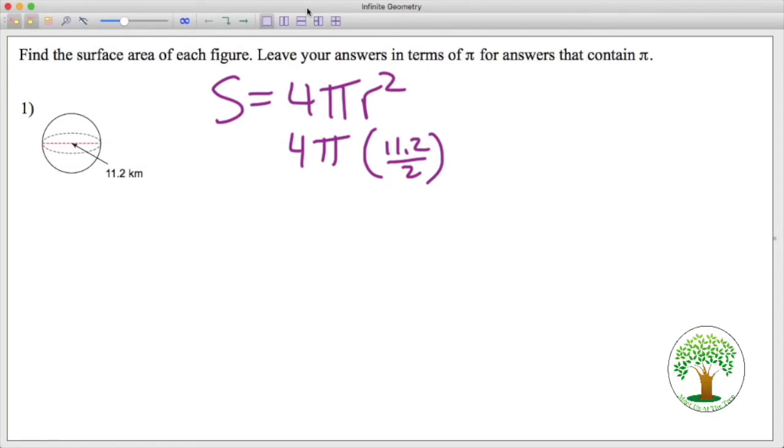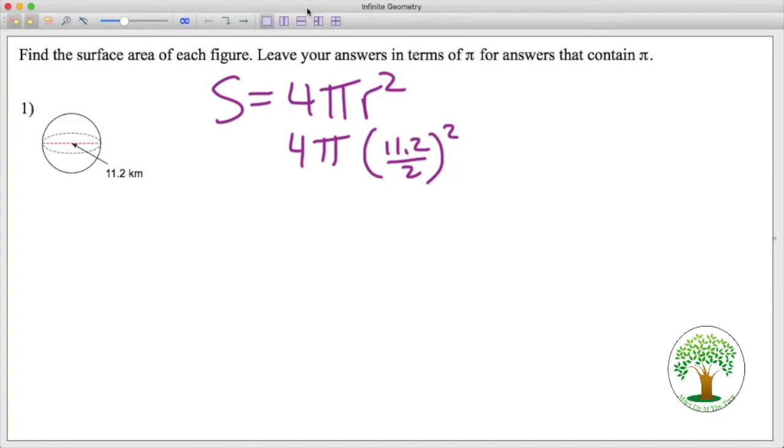So you don't have to do anything with that 4. And your 4 and your 2 will reduce. I get 22.4 pi. Did anybody else get that? No, I got 125.44 pi kilometers squared. My bad, I did it right.